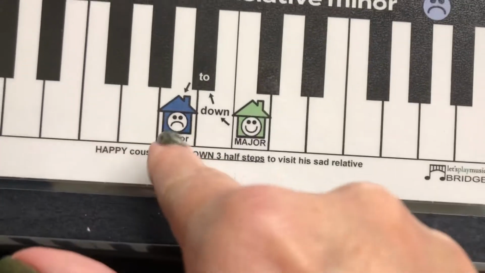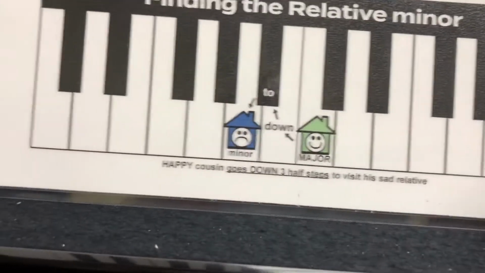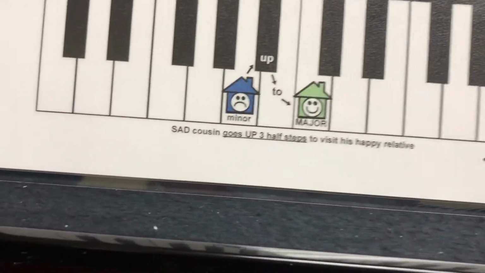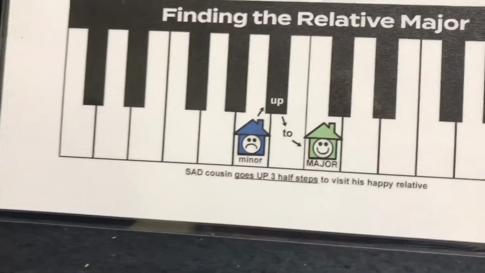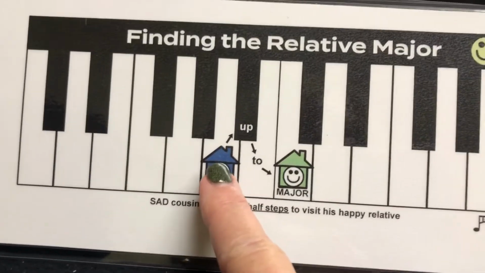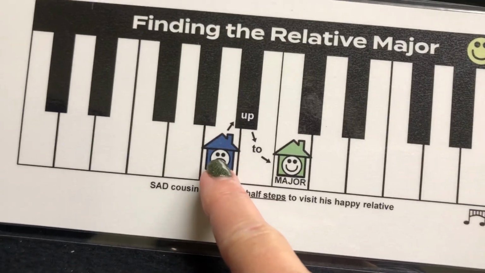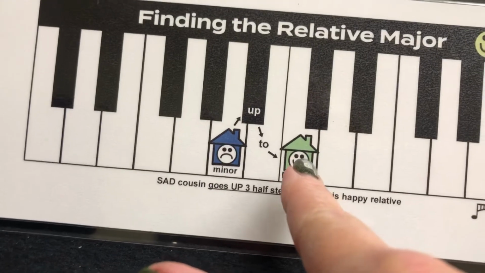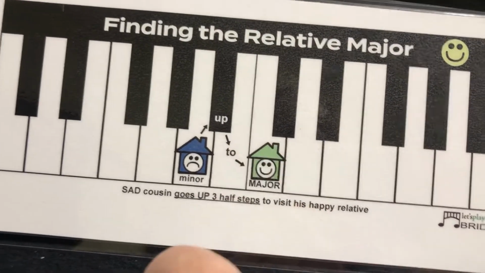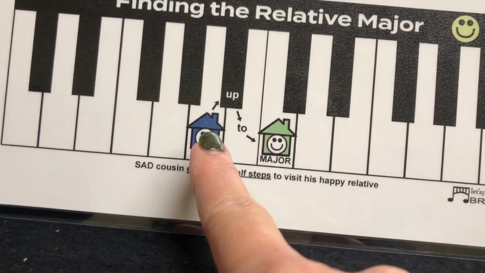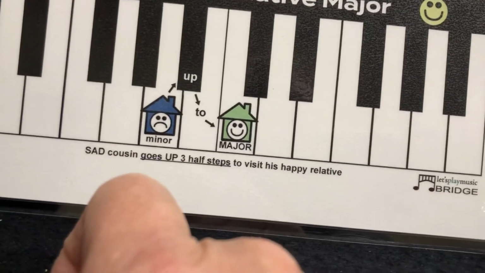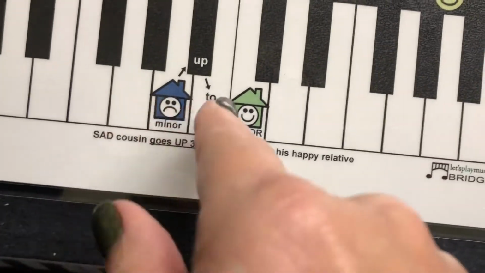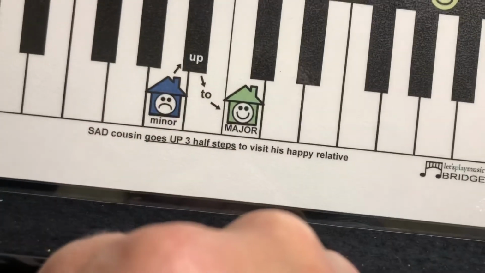So this minor cousin, let's switch it here. This minor cousin goes up the road to visit his major cousin, right? How many half steps does he have to go up to visit his happy major cousin? 1, 2, 3. Exactly. So which note is he home on? A. Perfect. All right, we already talked about that, didn't we? All right, so these cousins live three half steps apart, right?